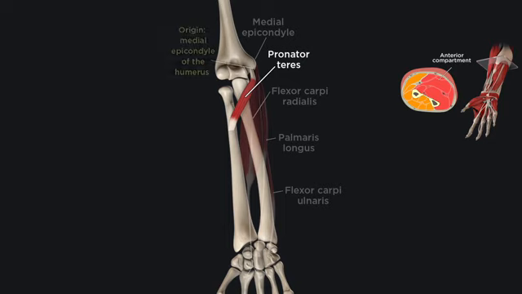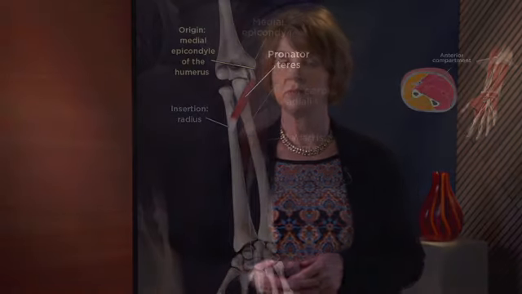It originates off the medial epicondyle of the humerus, and in order to pronate or supinate, do you recall which forearm bone it must insert on? Yes, it inserts on the radius, about midway down its shaft. Since pronator teres crosses the anterior elbow, it also aids flexion of the elbow.